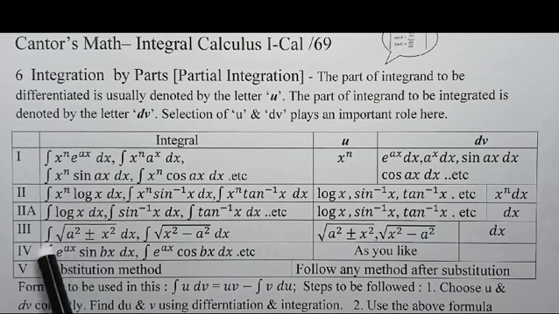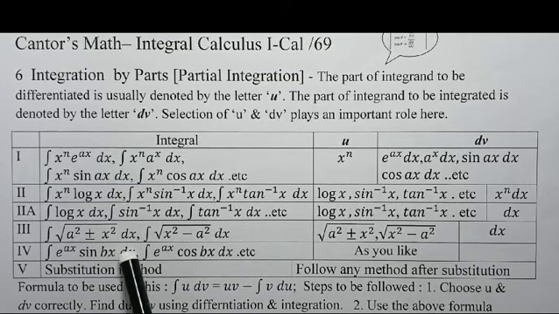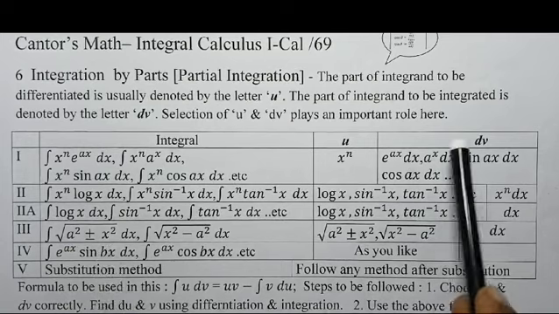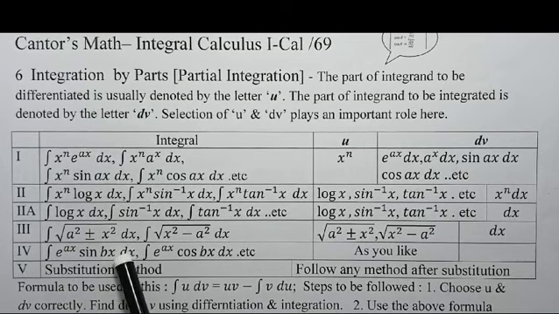Now the fourth one: integral e^(ax) sin bx dx, integral e^(ax) cos bx dx. As you like, you can take anything: u as e^(ax) and dv as sin bx dx, or u as sin bx and dv as e^(ax) dx. It is left to you. The last one is the substitution method: follow any method after substitution. That's all.